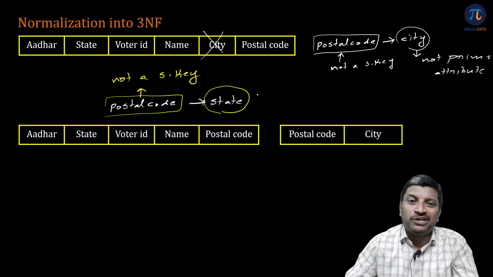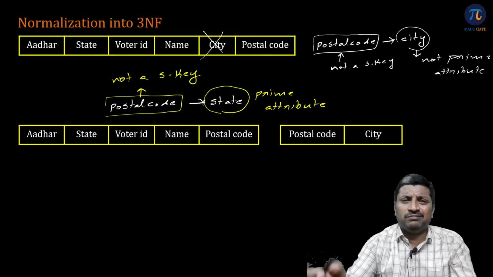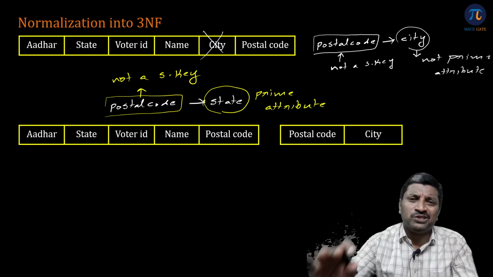The right side is state. Sir, state is a prime attribute. Whenever he is a prime attribute, something like a VIP. Okay, fine, sir. Please go on. Please carry on. No need to follow any rules because you are a VIP.